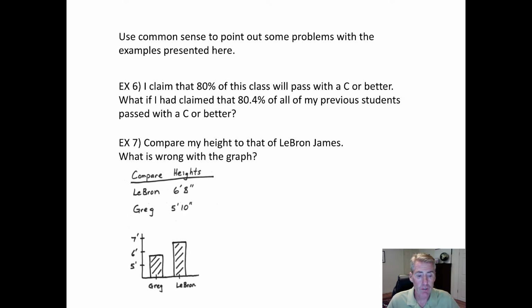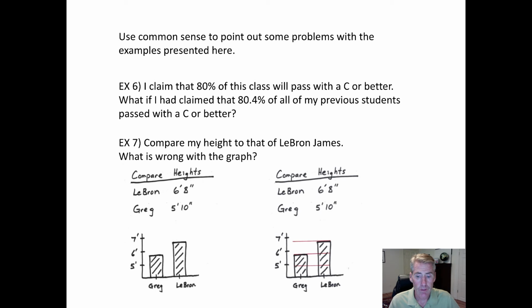And then take a look at this graph. On the left side, it's going 5 feet, 6 feet, 7 feet, and I tried to draw as accurately as I could that this would be me at 5'10", LeBron at 6'8". What's wrong with that? Well, the problem is that it's not drawn to scale. So I drew a red line right here through the middle of my graph.